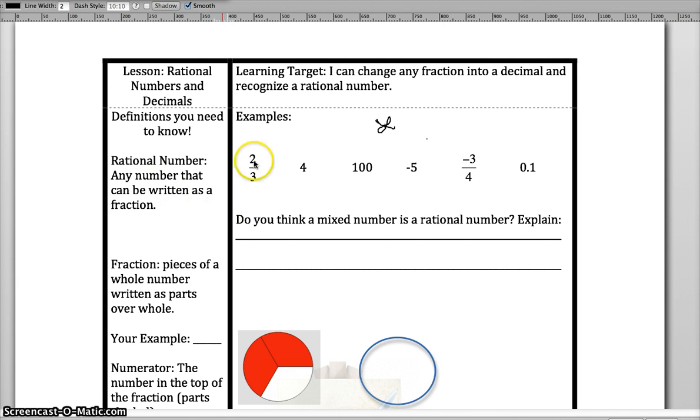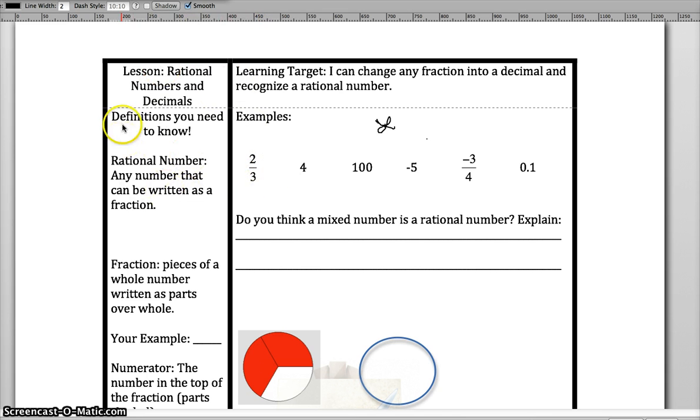All right, so here on this side are some examples of rational numbers. So 2/3 is 2/3. Can that be written as a fraction? Well, this is a fraction, so yes, this is a fraction.